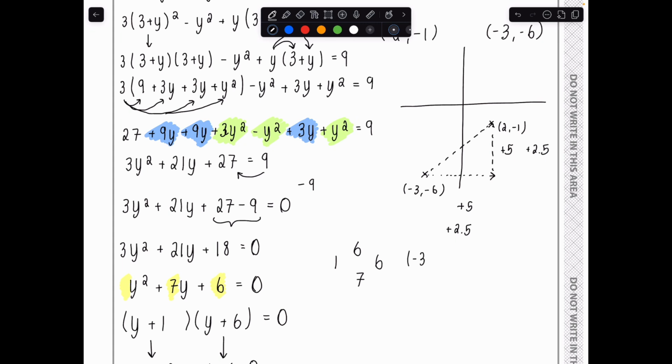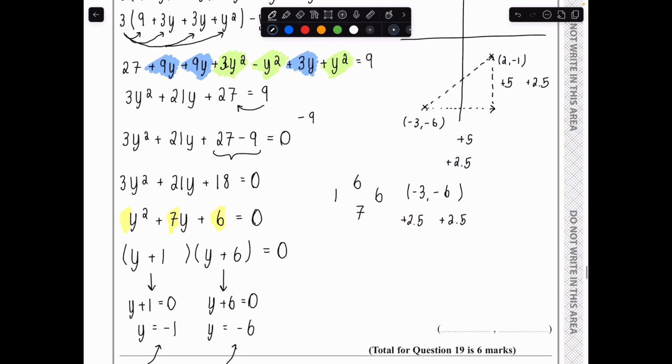So if we have (-3, -6), and we just add 2.5 and add 2.5 to our x and y coordinates, what do we get? What we get is -1/2, and then we get -6 plus 2.5, that gives us -7/2. So that would be our midpoint. It would be (-1/2, -7/2). How else could we check this?